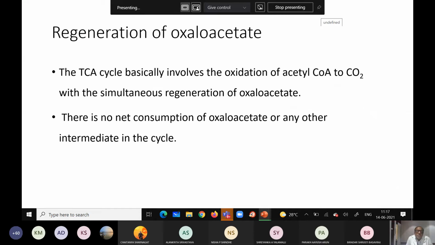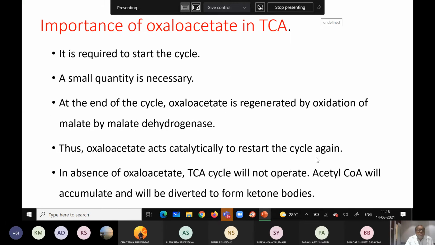Regeneration of the oxaloacetate. The TCA cycle basically involves the oxidation of acetyl CoA to carbon dioxide with the simultaneous regeneration of the oxaloacetate. At the end of the reaction there will be regeneration of the oxaloacetate, and there is never a full, complete consumption of the oxaloacetate or any other intermediate in the cycle. And another thing, the importance of this one is oxaloacetate.